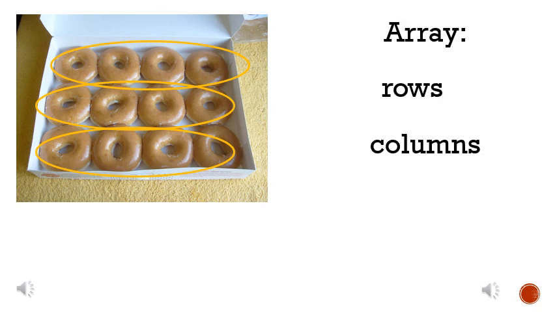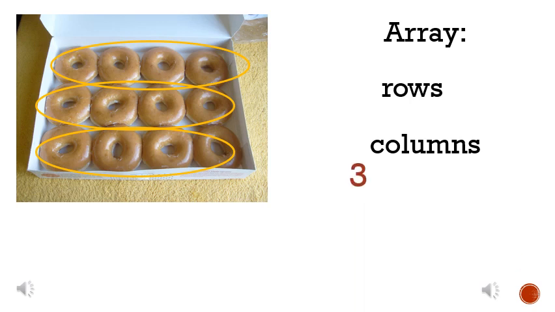When items are arranged in equal rows and columns, it makes them easier to count. To find out the total number of donuts in the box, we could use repeated addition, 4 plus 4 plus 4, or even skip counting and count by fours, 4, 8, 12. But since these items are arranged in an array, let's look for the number of rows and columns.